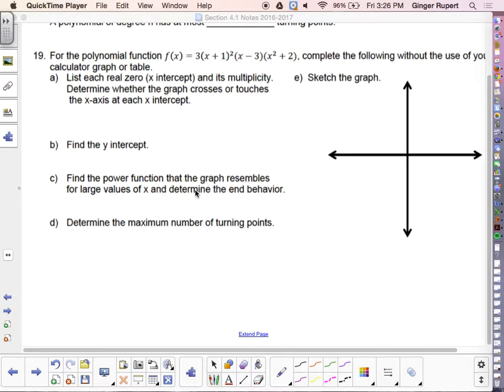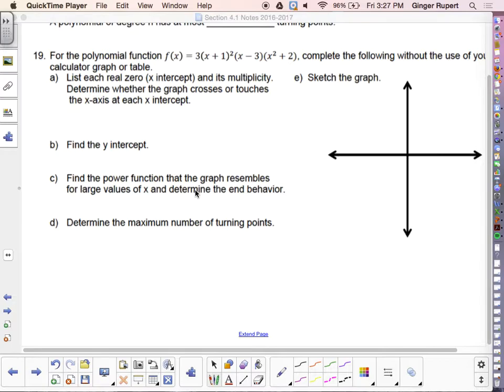So let's take a look at problem number 19. It says for the polynomial function f of x is equal to 3 times the quantity x plus 1 squared times x minus 3 squared times x squared plus 2. Complete the following without the use of your calculator. So list each real zero, x-intercept, and its multiplicity.